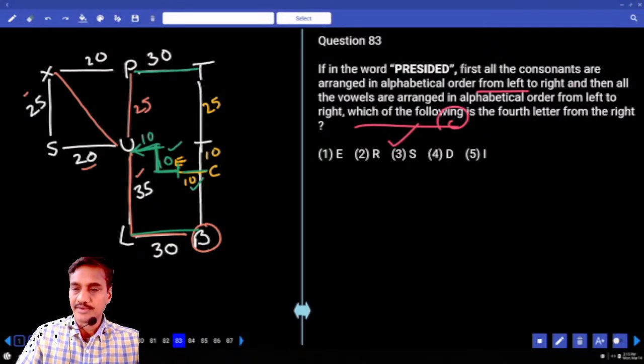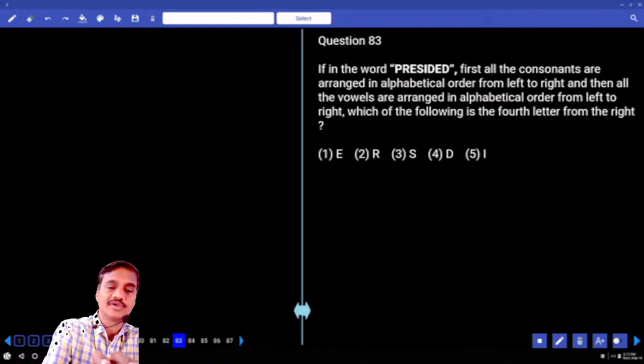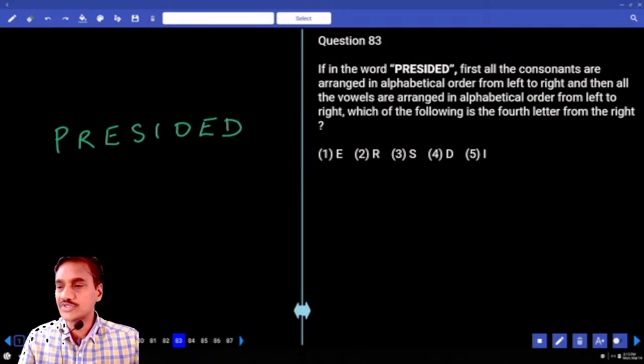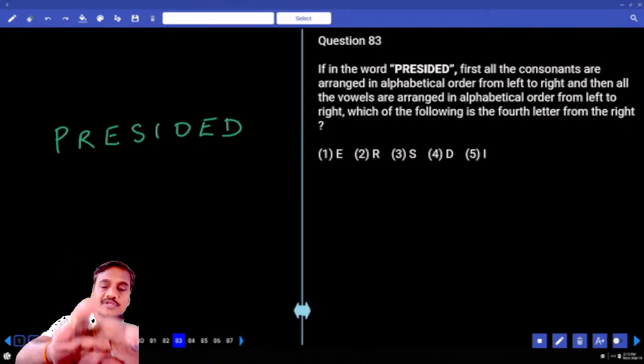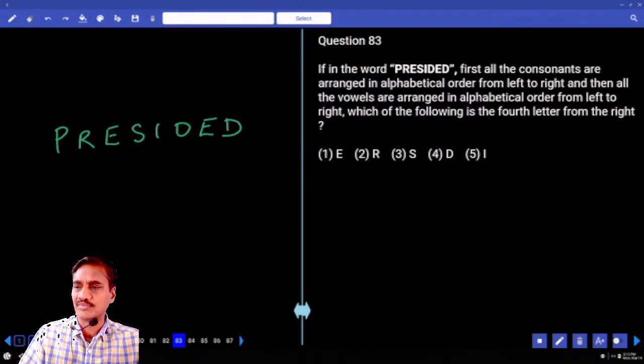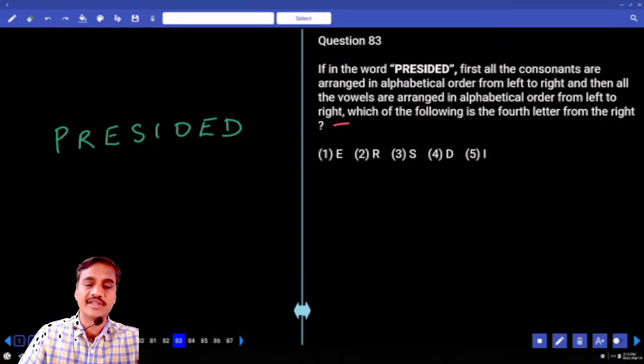Then now coming to this 83, if in the word presided. Now what is the word we have? Presided, P-R-E-S-I-D-E-D, presided is the word we have. First all the consonants are arranged in alphabetical order from left to right. Then all the vowels are arranged in alphabetical order from left to right. Which of the following is the fourth letter from the right hand side?